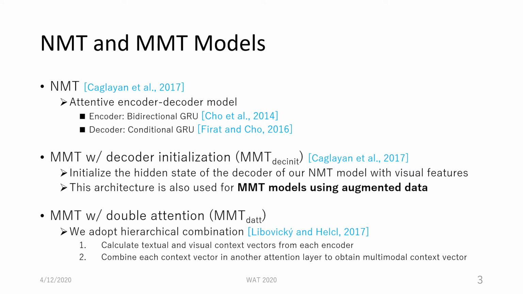Our MMT model with double attention mechanism has a decoder that is an extension of our NMT model to multimodal. While decoding, this model individually pays attention to the source sentence and the image, and obtains textual and visual context vectors. Combining each context vector in another attention layer, we obtain a multimodal context vector and use it when decoding.